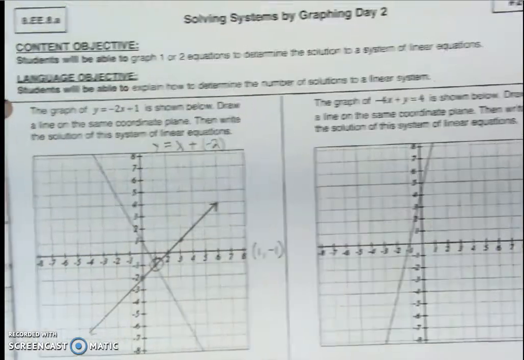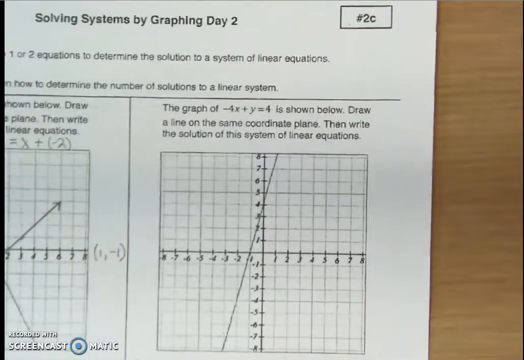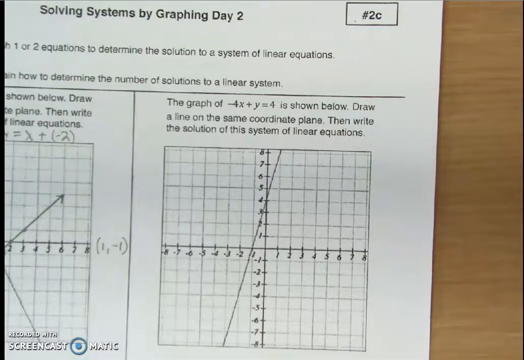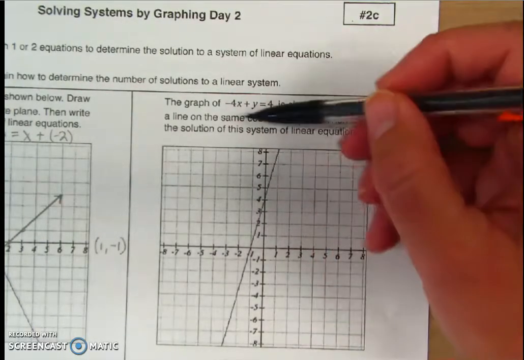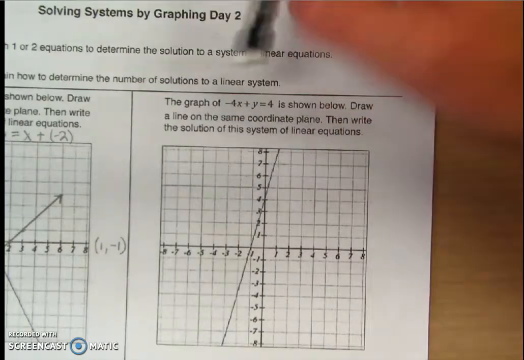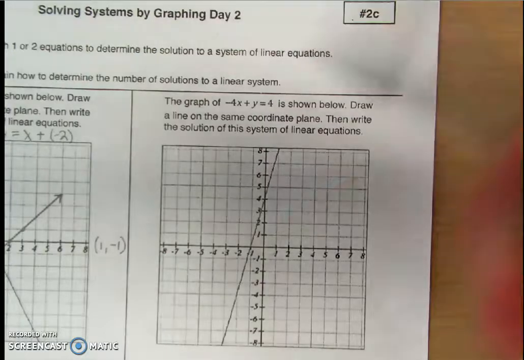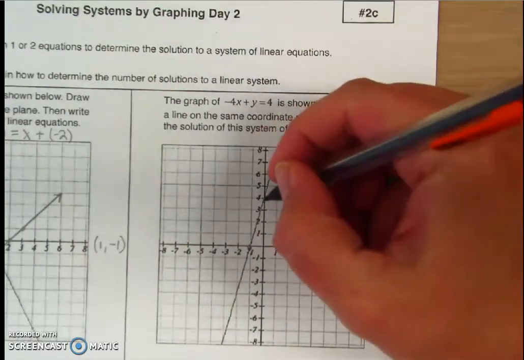All right, let's do the same thing over here. It says the graph of negative 4x plus y equals 4 is shown below. Draw a line on the same coordinate plane, then write the solution to the system of linear equations. Okay, so I see this one has an x-intercept. If I covered up the y, x would equal negative 1. So it's crossing at negative 1 here, and then y equals 4, so it's crossing at 4 here.